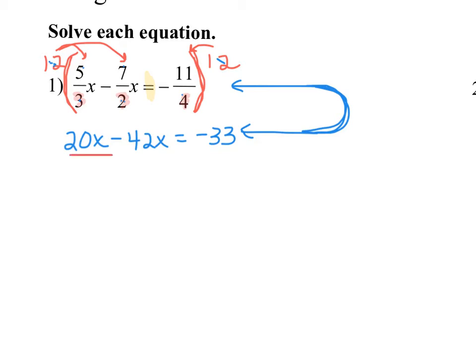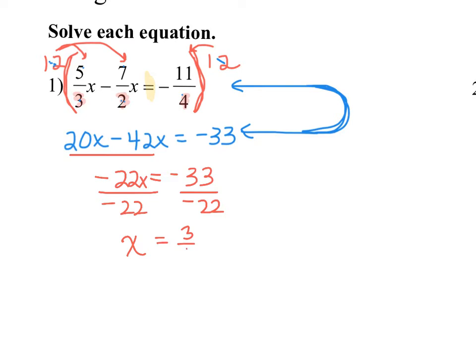All right, so now we combine some like terms. That's minus 22x equals minus 33. Divide by negative 22. And we do want to simplify our fractions as much as we can. So 33 and 22 both divisible by 11. So this would be 3 over 2.